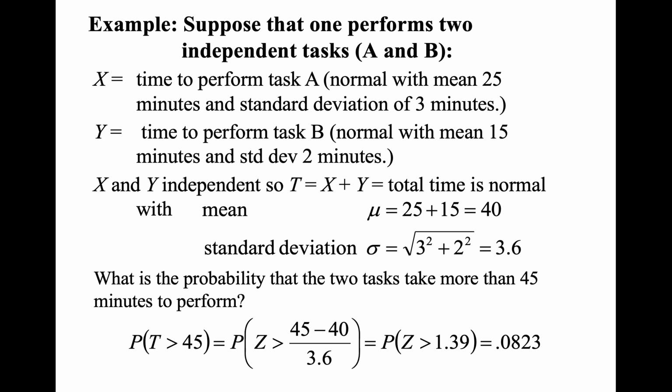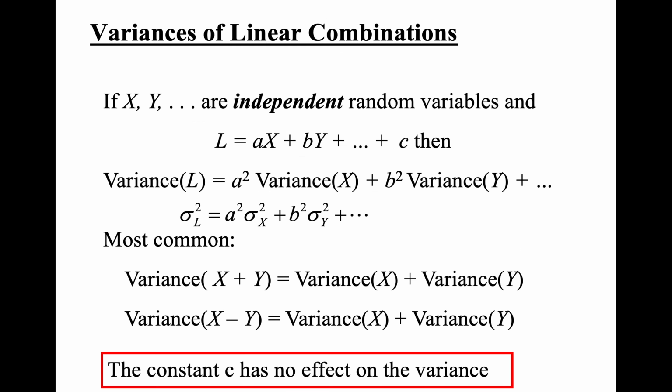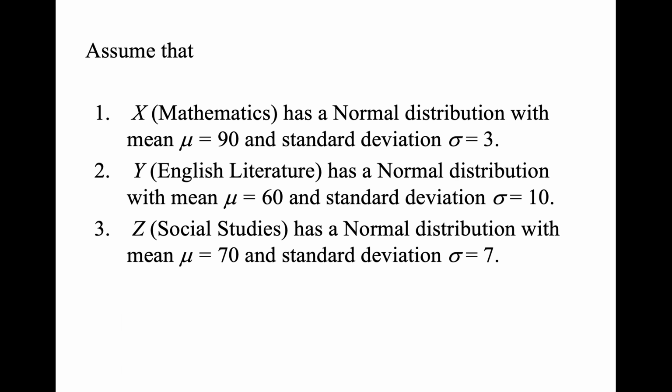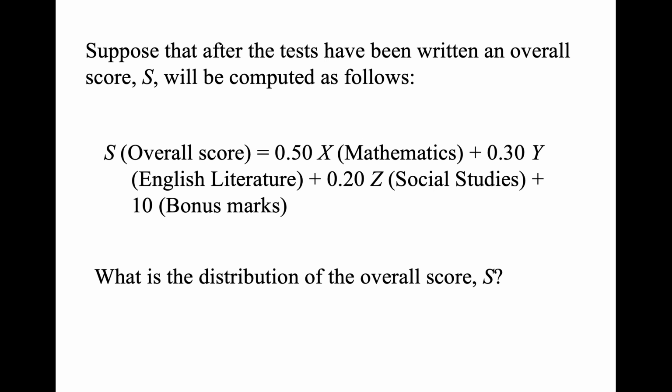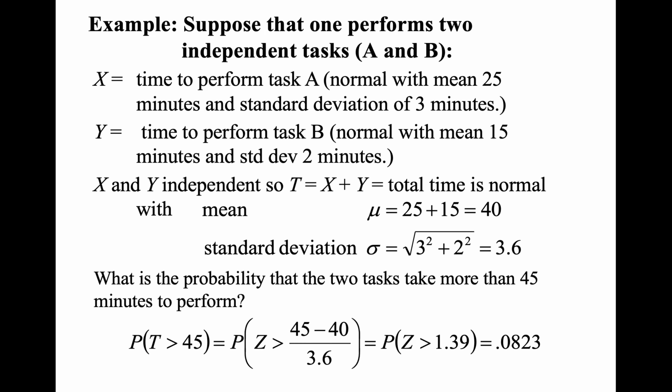So for example, suppose that, okay, this is the previous example, right? 25, 15, 45, 5, 15. Yeah, okay, this one. So if X and Y are independent, then T equals X plus Y.